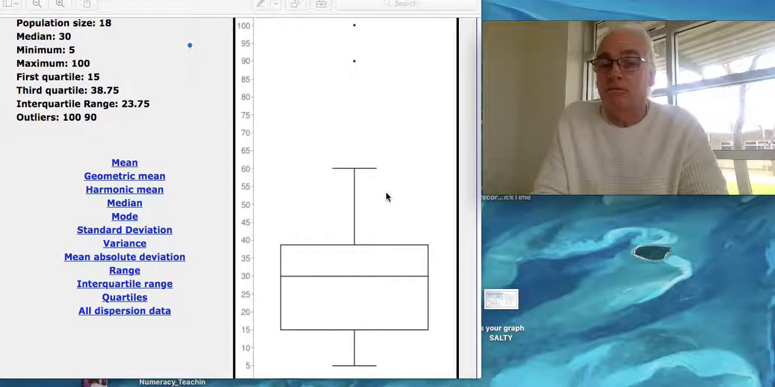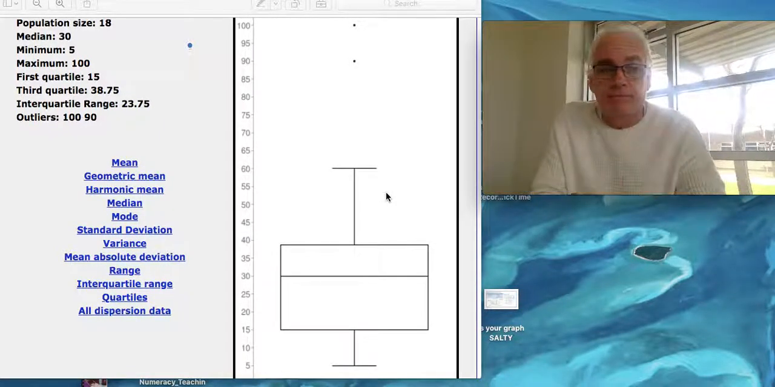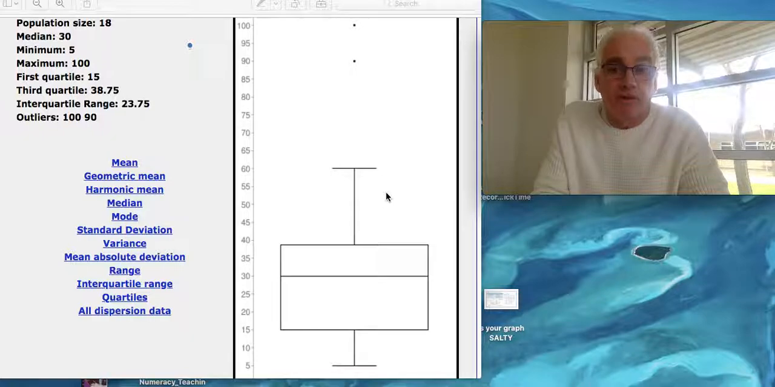Salty Graphs 102. Today, viewers, we're going to look at box whisker plots, which we can see to my left. Sometimes these are referred to as a box plot. The box whisker is generally talking about this whisker here, and obviously the box around about the middle.